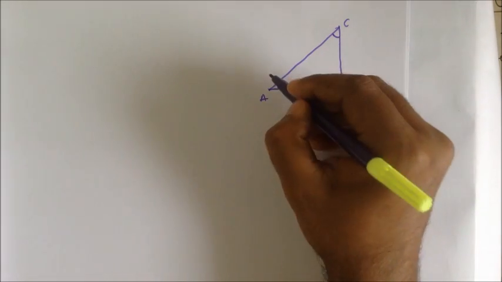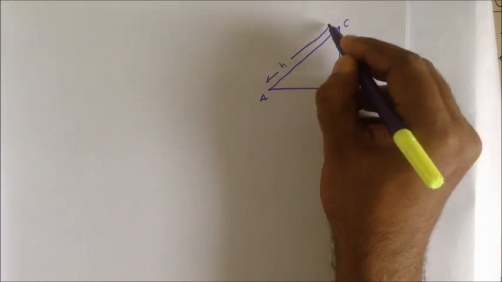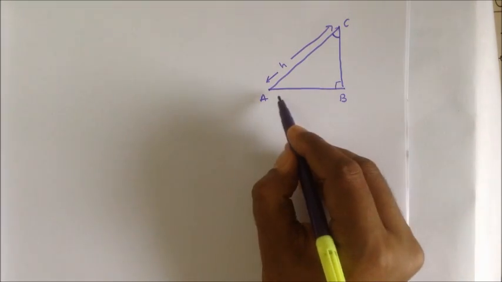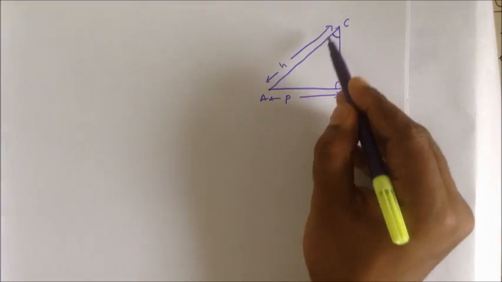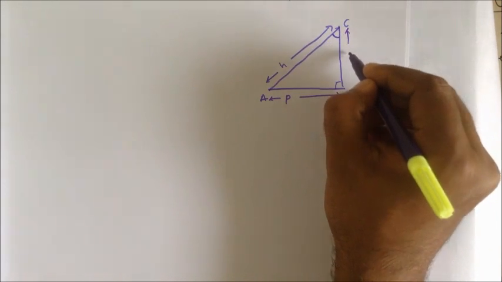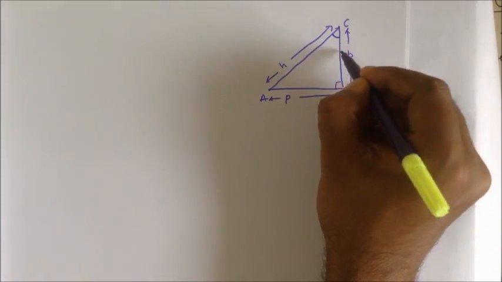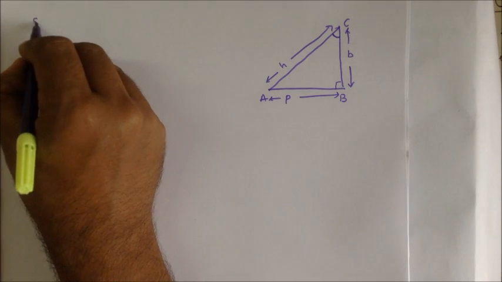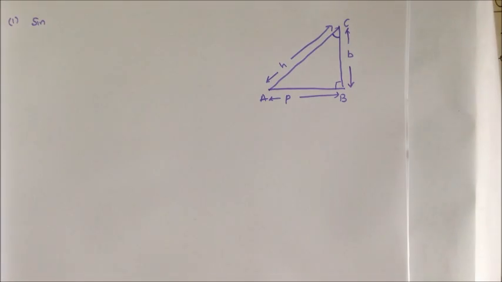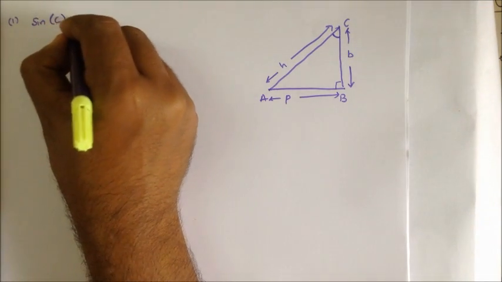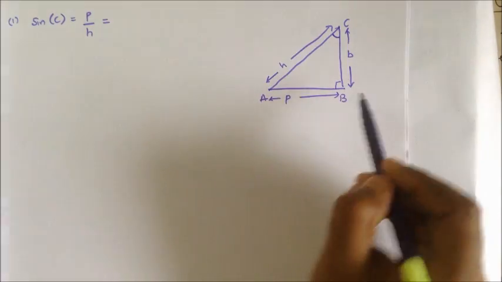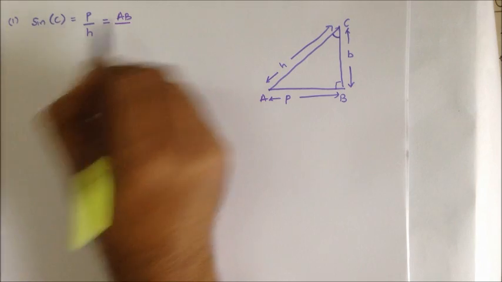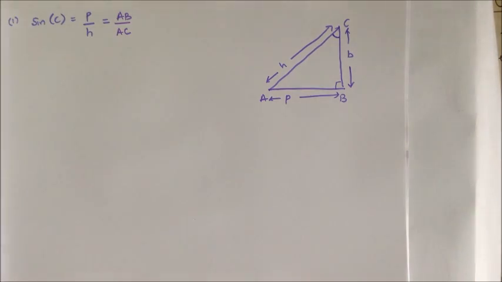For angle C, AC would certainly remain the hypotenuse because it is in front of 90 degrees. AB would be the perpendicular since it is the side in front of angle C, and BC would become the base since it is adjacent to it. Therefore sine of C, the first of the 6 trigonometric ratios we just saw, is perpendicular upon hypotenuse. For angle C, the perpendicular is AB and the hypotenuse is AC.